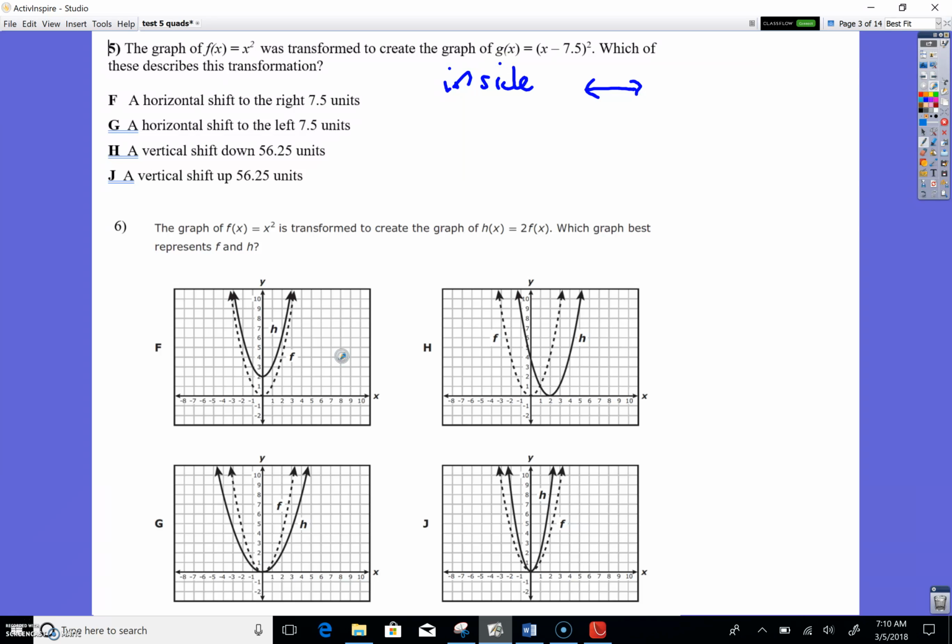So remember, negative is right and positive is left, inside the parentheses. Left and right means horizontal, so it should be right. But if you really didn't know that, we just graph it: x squared and (x minus 7.5) squared.